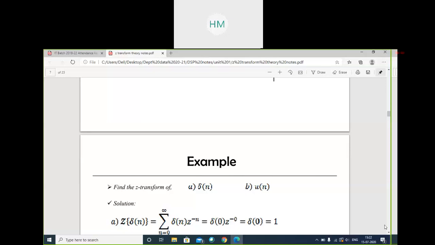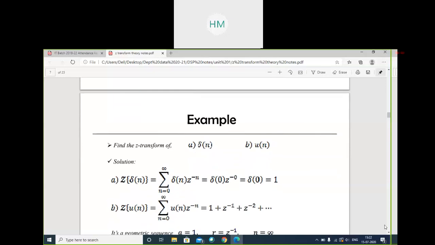U of 0 is half. Okay, you are finding a particular value, na? U of 0. U of n is half. How will you get half? I am telling you, it's a geometric progression equation you will get. Power series you will get. It will be like this only. Yes, very good.